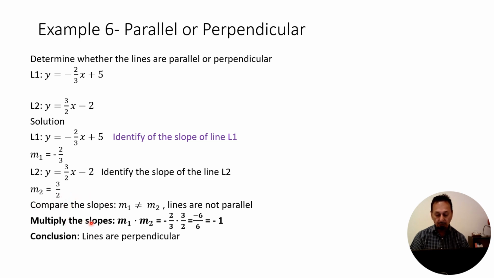Now we compare these slopes. You can see m1 is -2/3 and m2 is 3 over 2. We compare these slopes: m1 is not equal to m2. Lines are not parallel. Multiply the slopes: m1 times m2 will become -2/3 times 3 over 2. Negative 2 times 3 is -6 over 3 times 2 is 6. Negative 6 over 6 is negative 1. Lines are perpendicular.